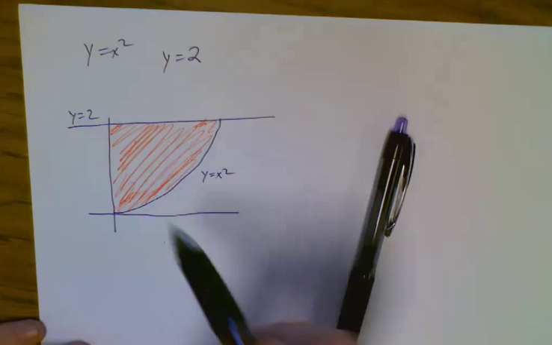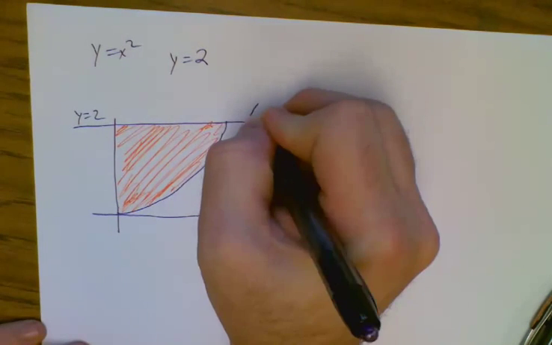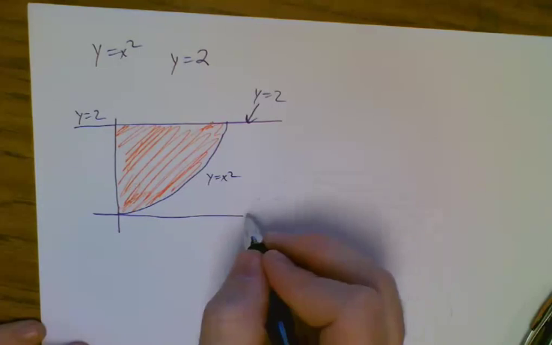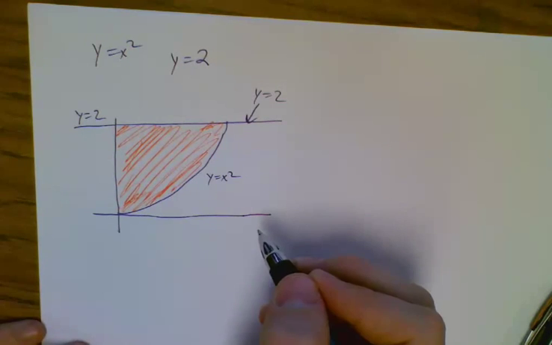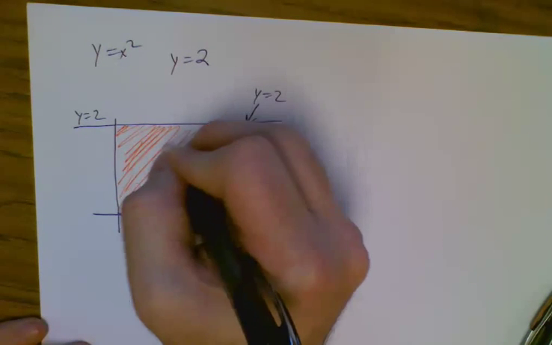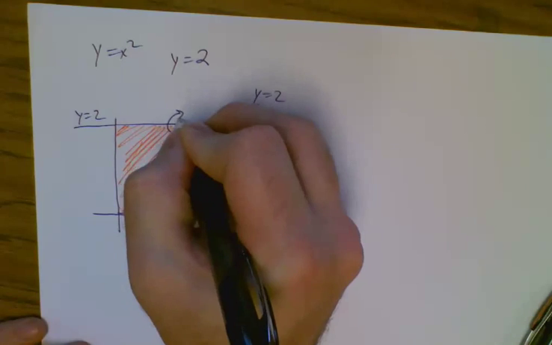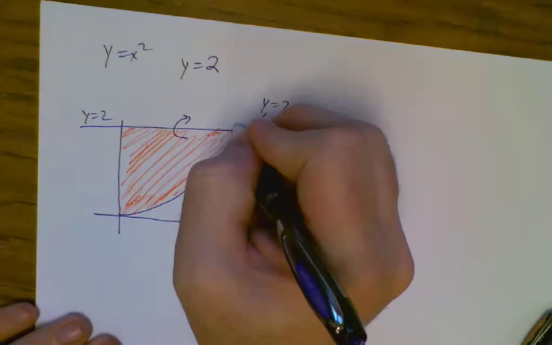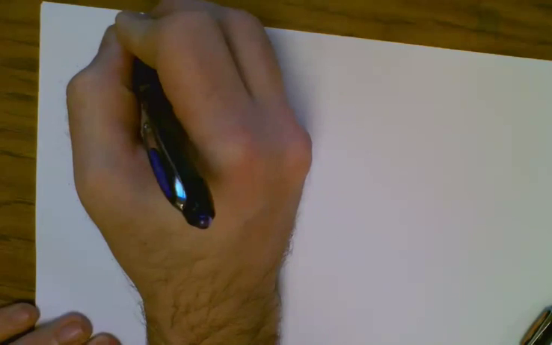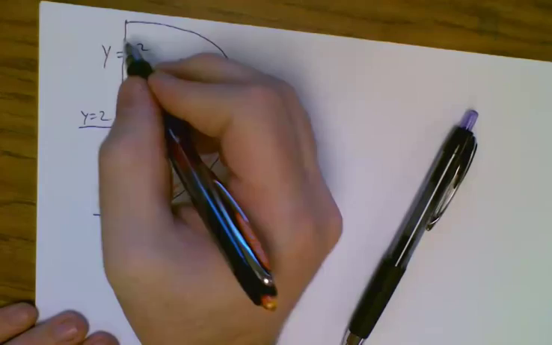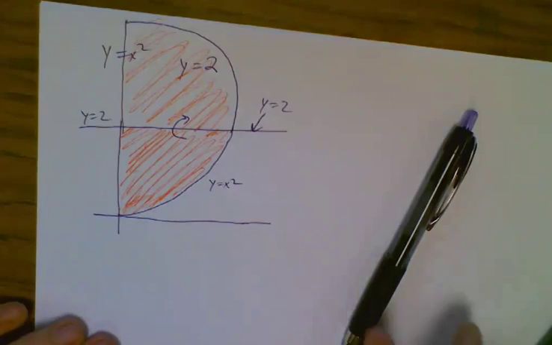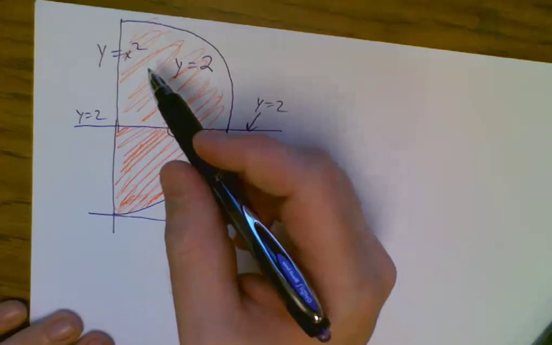And I want to actually revolve around this line, y equals 2. I'm not going to revolve around the x-axis. I'm going to revolve around the line y equals 2. So that means this orange shaded region is being revolved around. If I try to draw that, it basically looks almost like a bowl, really. Although a filled bowl.